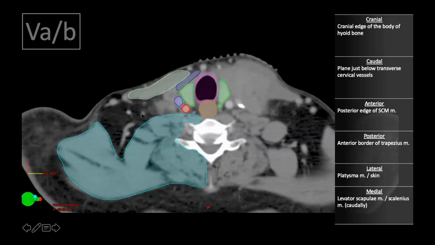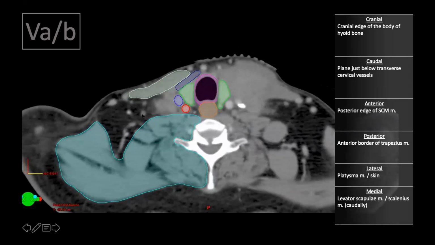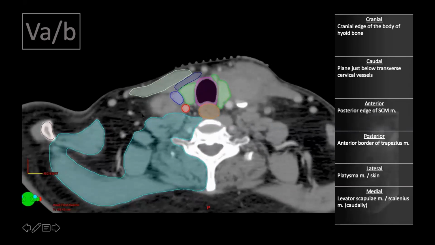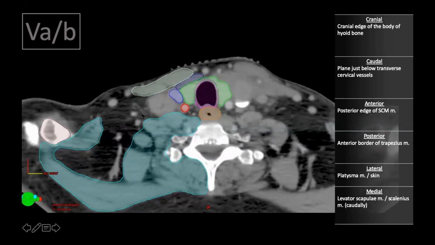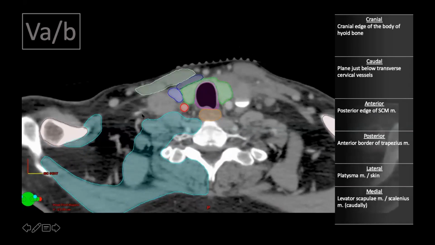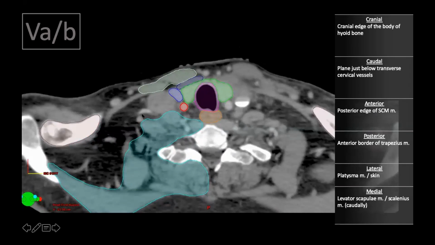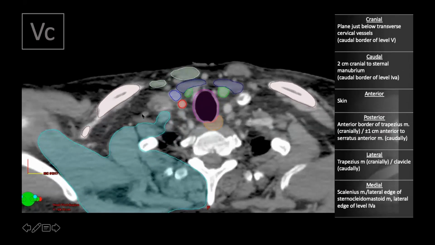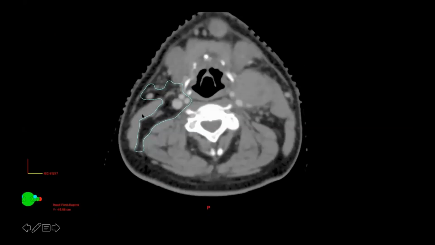So caudally, you go just below the plane of the transverse cervical vessels for your level 5B, below which will be your 5C, which continues up to 2 centimeters cranial to the manubrium sternum, which we'll have to count. Okay, so we'll go to the contours. So this here is your level 2.